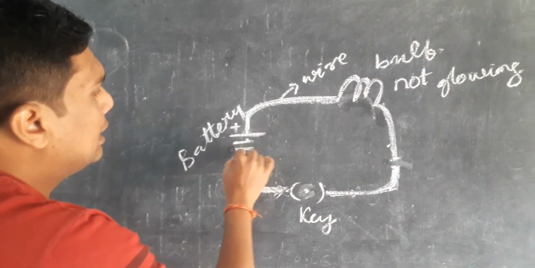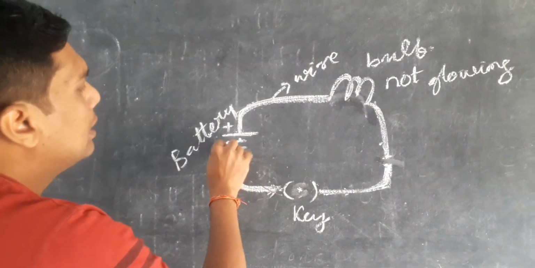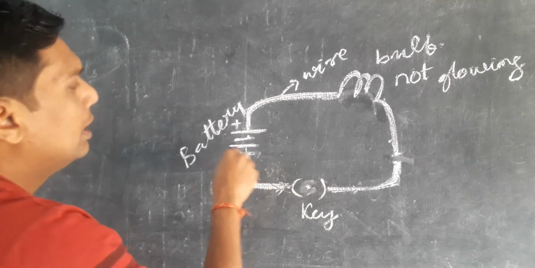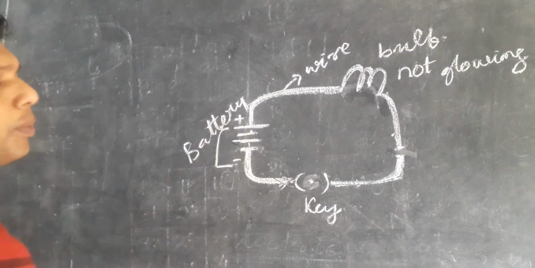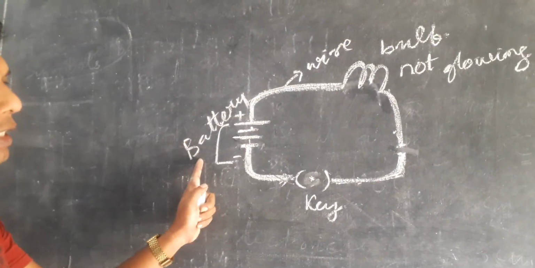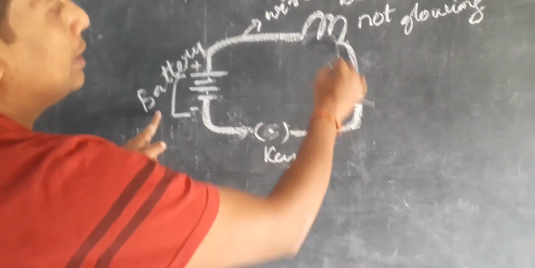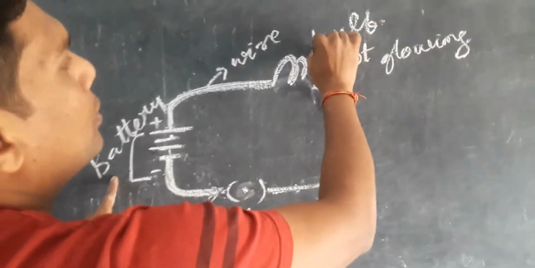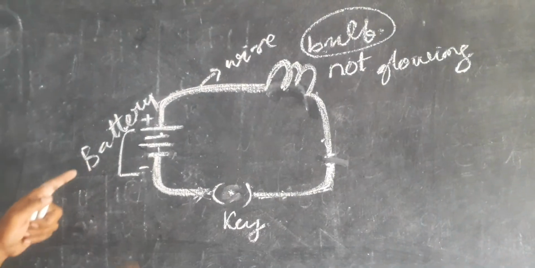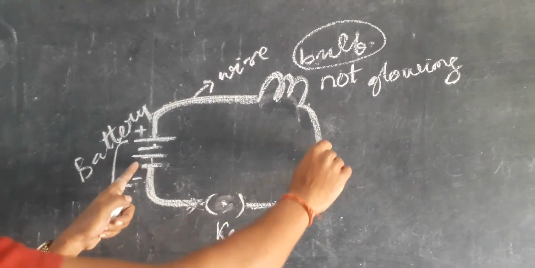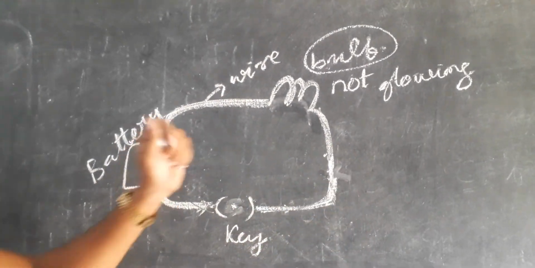That means in this case, this is known as terminals. This is the source of electric energy, that is the battery, and this is the key, and these are electric appliances. Suppose this is a bulb. So when they are connected to each other, then we can say this is an electric circuit.